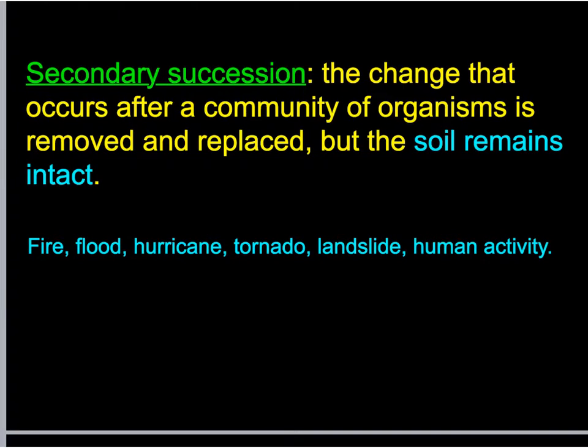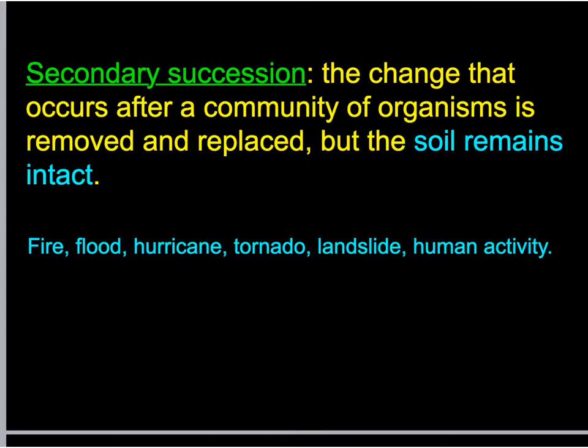Now that we understand how primary succession works, let's look at secondary succession. So the key here is that we already had primary succession occur. We already were at our climax community, and then some kind of major event occurs. Maybe it's a massive fire or a flood or a hurricane, tornado, landslide. Maybe humans come through and clear cut the forest. But the key part here is that you wipe out your climax community, but the soil remains. The soil remains.